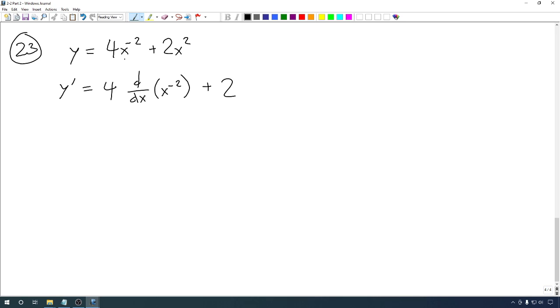So here, 4x to the minus 2, we take the 4 out, we differentiate x to the minus 2. We take the 2x squared separately, so we add plus 2 times the derivative of x squared. Derivative of x to the minus 2, the power here is minus 2, so we pull out a minus 2, and then we subtract 1 from our power. Remember here, negative 2, when we subtract 1 from it, doesn't become smaller, it actually becomes a more negative number. We actually get a negative 3 for the new power.